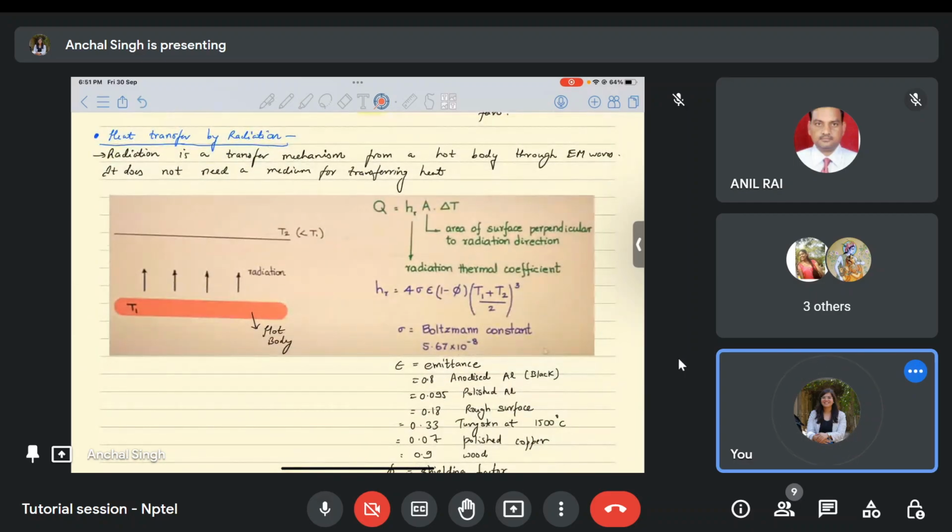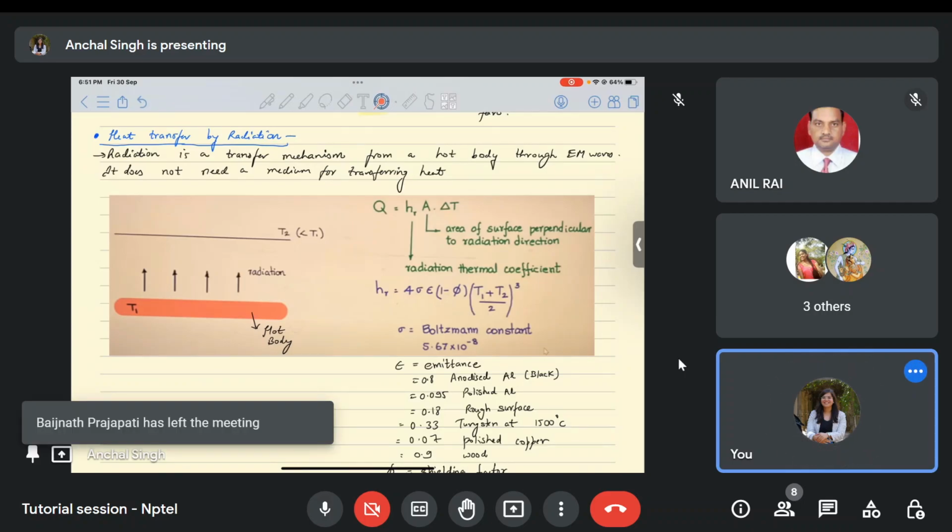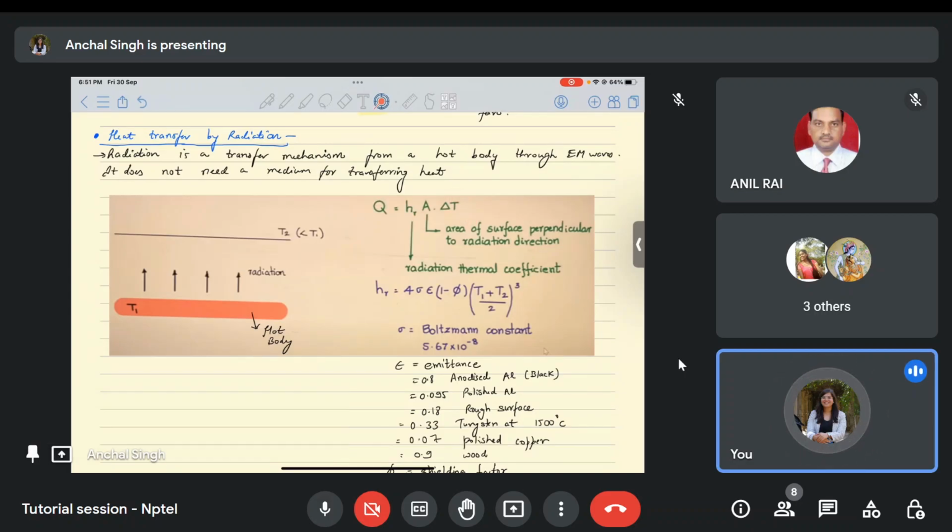Next comes heat transfer by radiation. So radiation is a transfer mechanism from a hot body through electromagnetic waves. Electromagnetic waves do not need any medium for transferring. So the formula for heat transfer by radiation is Q is equal to HR into A into delta T, where A is the area of the surface perpendicular to radiation direction and HR is the radiation thermal coefficient. And the value of HR can be found out using this formula.